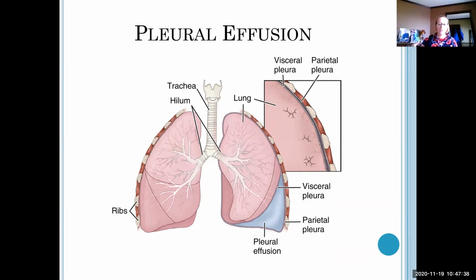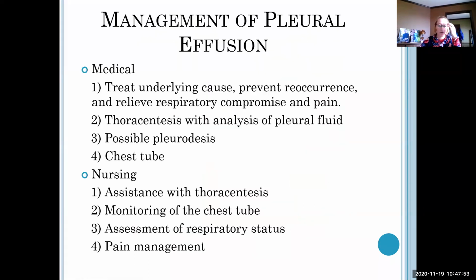It would be like a liter bag of IV fluid sitting right here pushing up against the lungs. So it's important that we get it corrected and figure out the underlying problem. So treating the underlying cause, preventing recurrence and relieving respiratory compromise and pain. Thoracentesis with analysis of the pleural fluid. So after they do the thoracentesis, they're going to send the fluid to lab to assess it and see what is possibly the problem.